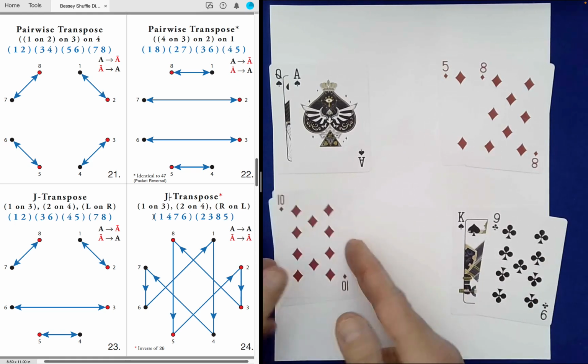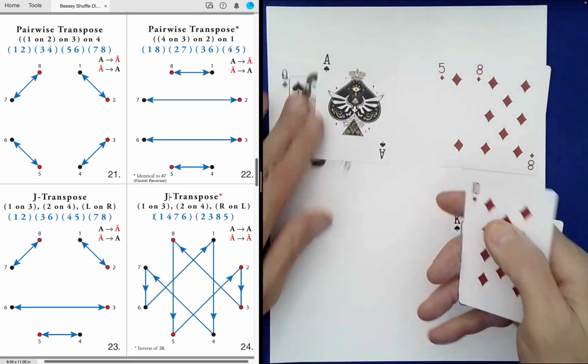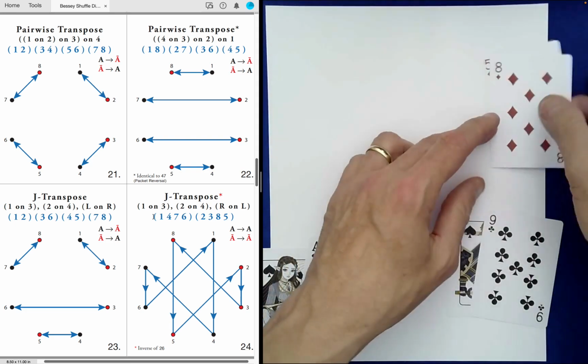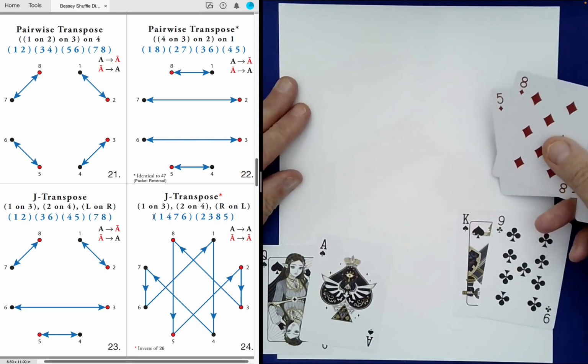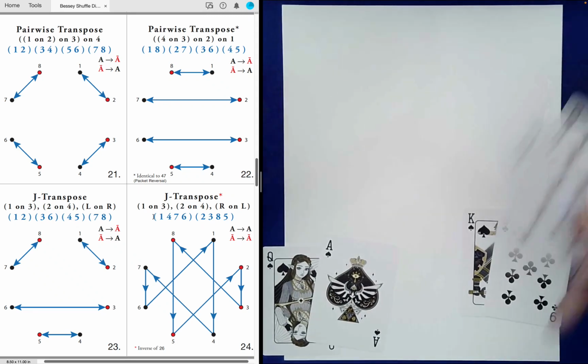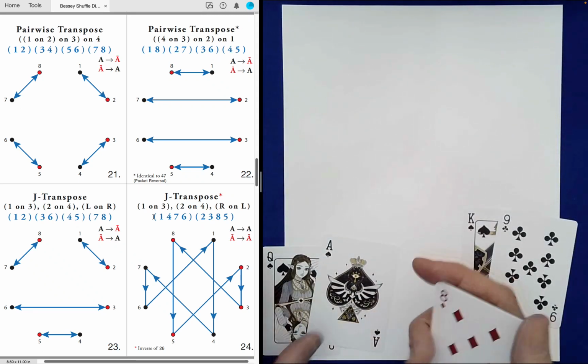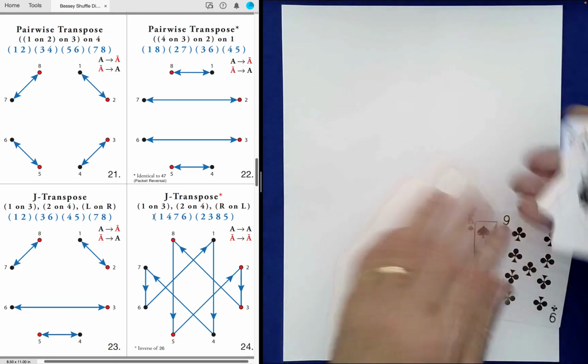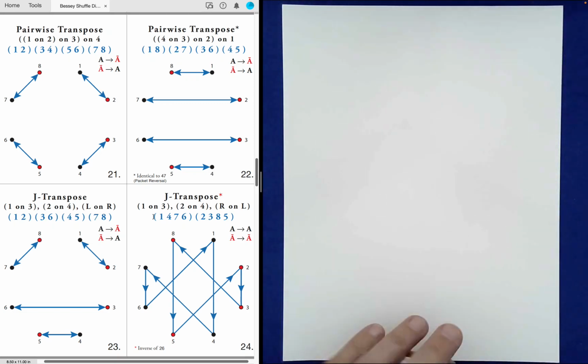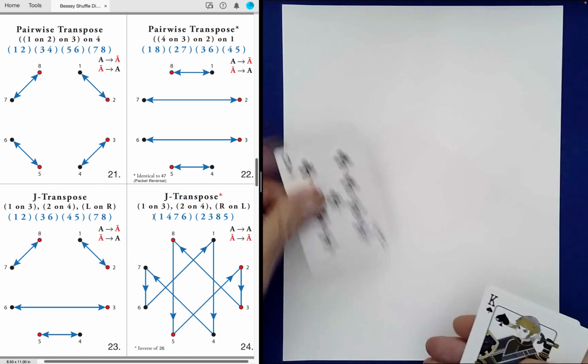Okay, so how does this work? So sorry about these cards, like I said, they are not technically Bicycle playing cards. They're Zelda cards, actually. So they have a different feel to them. Okay, so let me explain the way I started, and you could start differently if you wanted.